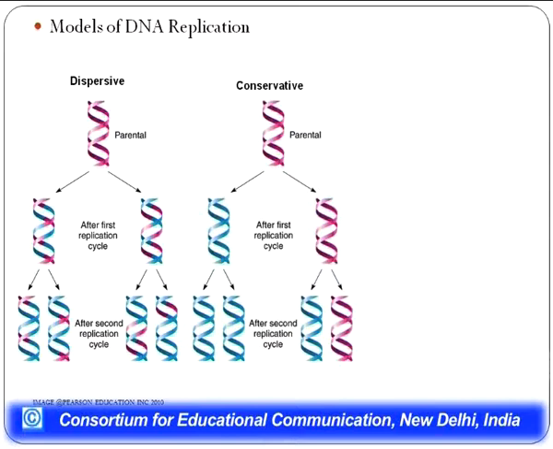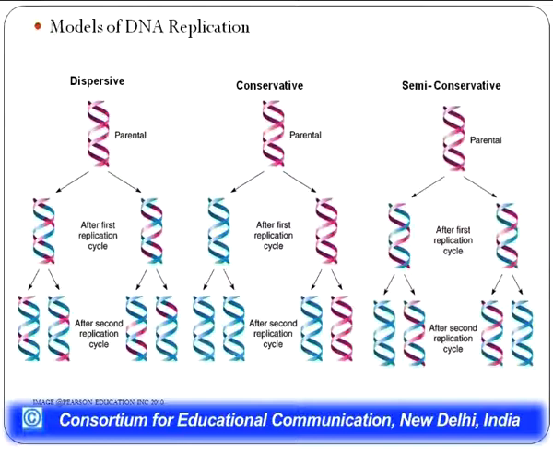The second hypothesis, which suggested that DNA replication is conservative, basically suggested that the parental molecule stays as such during replication, whereas a similar type of new molecule is formed which has been prepared newly. It does not have any component of the parental DNA strands.